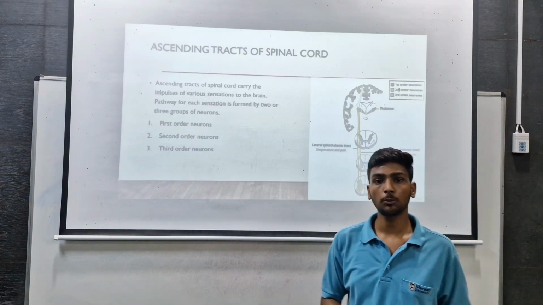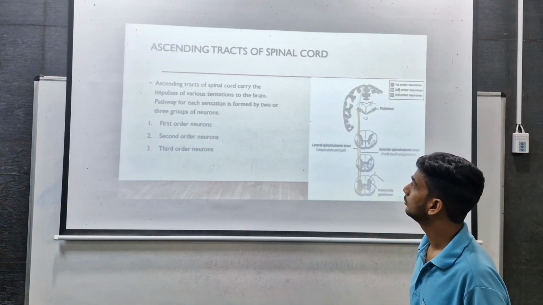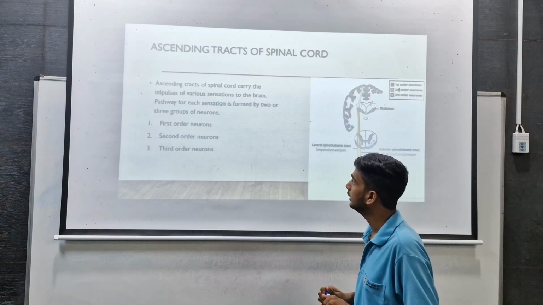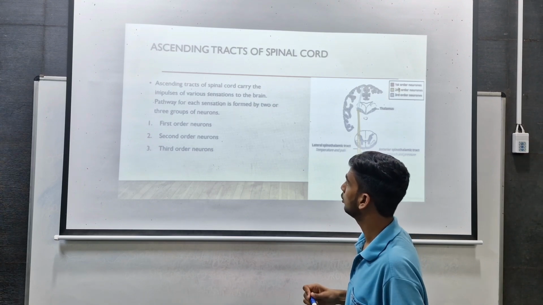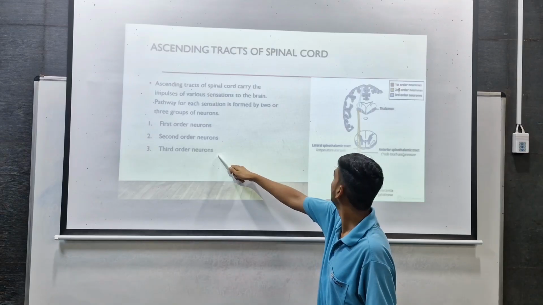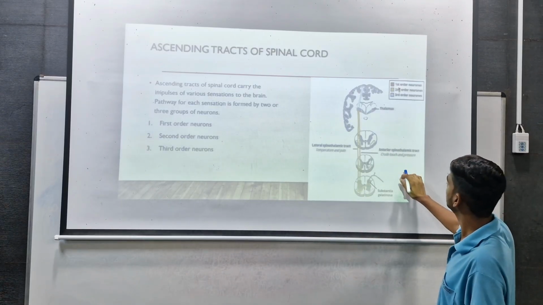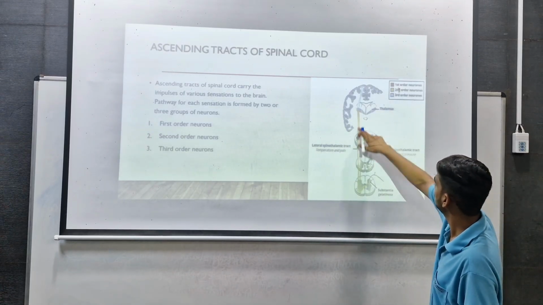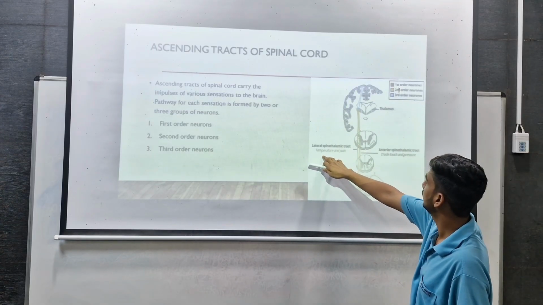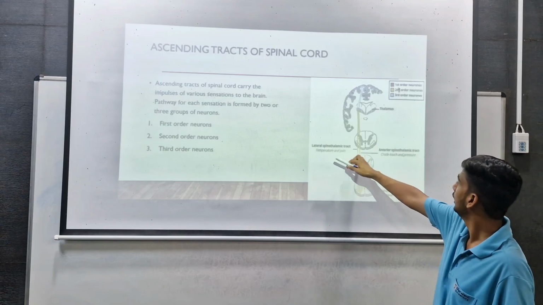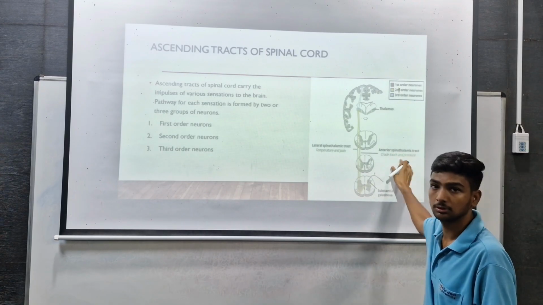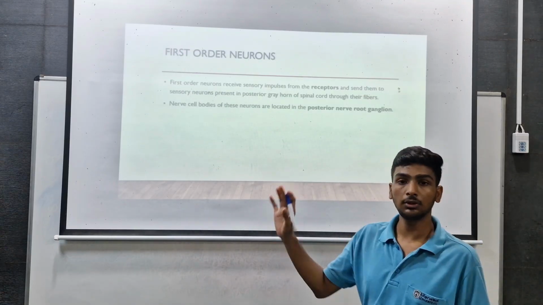So let's get back to the topic, ascending tracts of the spinal cord. Ascending tracts of the spinal cord carry the impulse from various sensations to the brain. The pathway of each sensation is formed by two or three groups of neurons: the first order neuron, second order neuron and third order neuron. So here is the first order neuron, second order neuron and third order neuron, and this is the lateral spinothalamic tract which has the function of temperature and pain, and it's the anterior spinothalamic tract which has the function of crude touch and pressure.